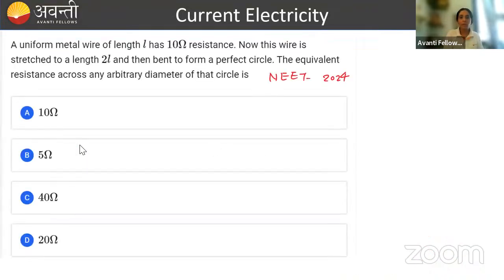It makes a difference. Now let's do this question. Again, this is also based on some concept.